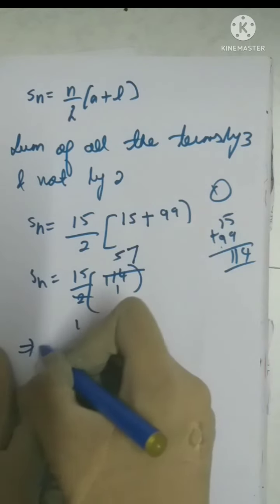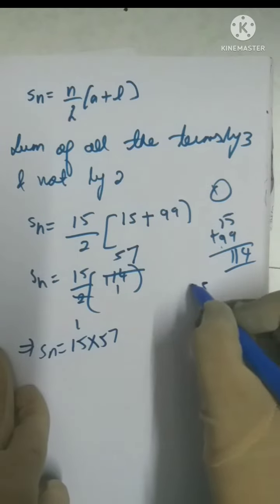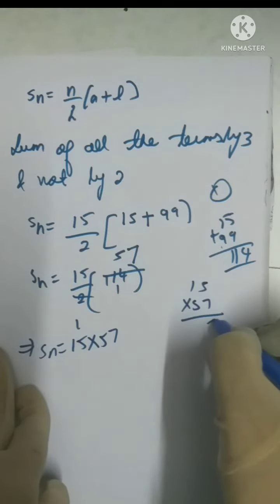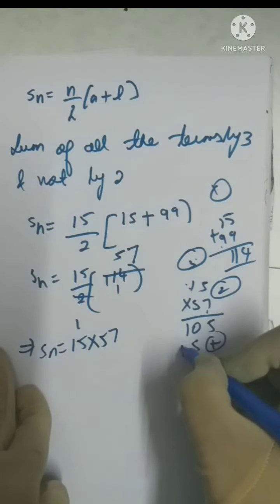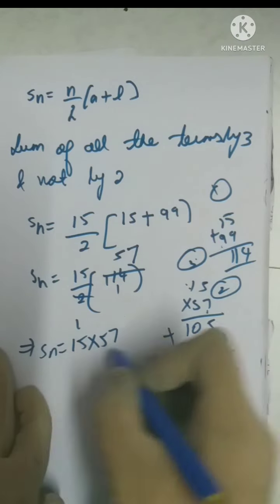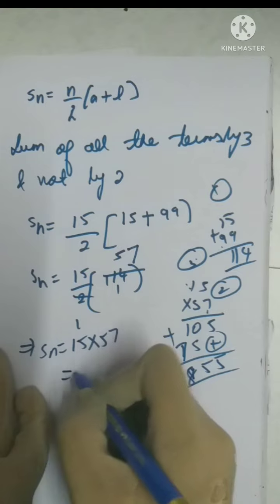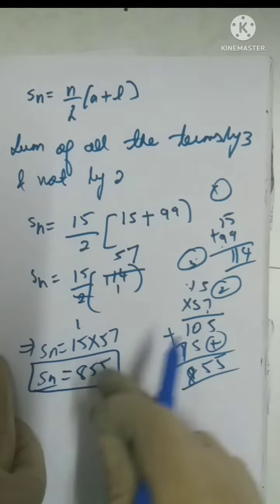So we have Sn is equal to 15 into 57. Multiply 15 into 57: 7 fives are 35, 7 ones are 7, 7 plus 3 is 10, 5 fives are 25, 5 ones are 5, 5 plus 2 is 7, so we have 5, 5, 7 plus 1 is 8. So we have 855. What is 15 into 57? 855. So what is the sum of the terms which are divisible by 3 and not by 2? 855.